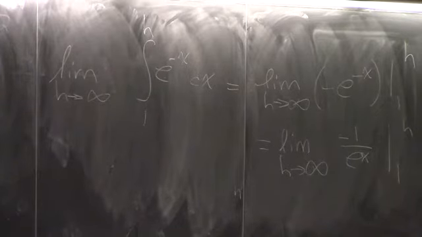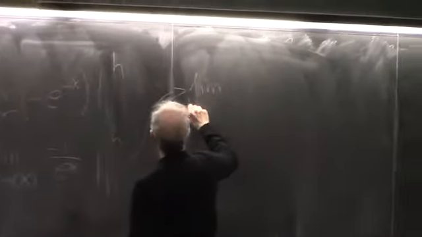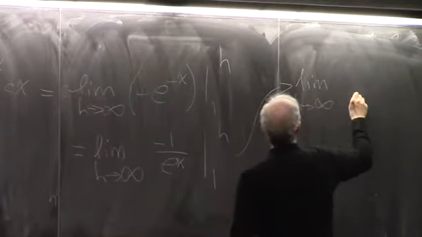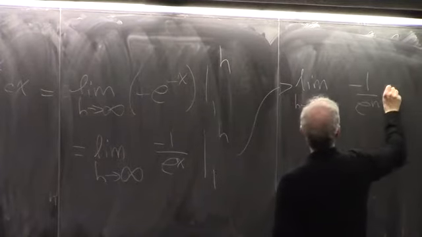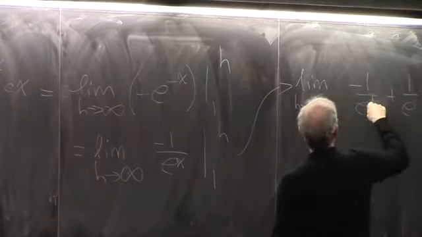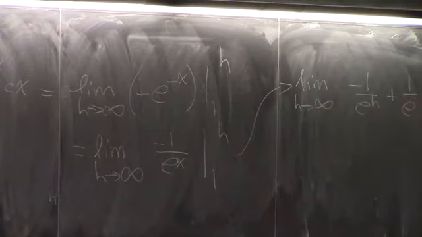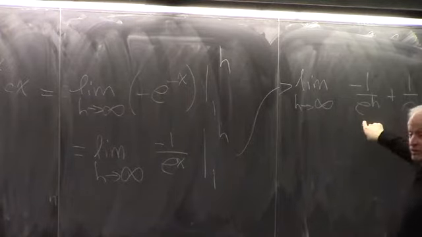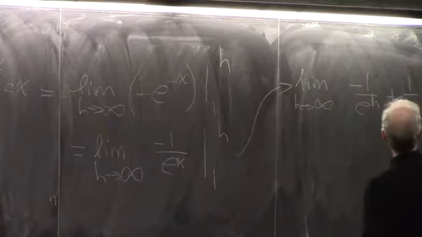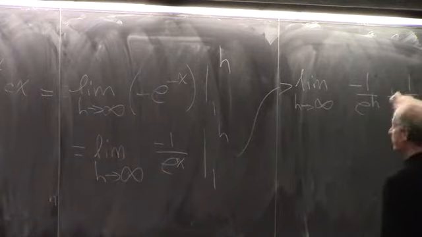Alright, now we're going to plug in h, and we're going to get the limit as h goes to infinity of negative 1 over e to the h, plus 1 over e. That's an h, you can't tell. And e to the infinity is infinity. Remember what e to the x looks like. When x goes to infinity, e to the x goes to infinity. So this is negative 1 over infinity, which is 0, plus 1 over e. This just goes to 1 over e.